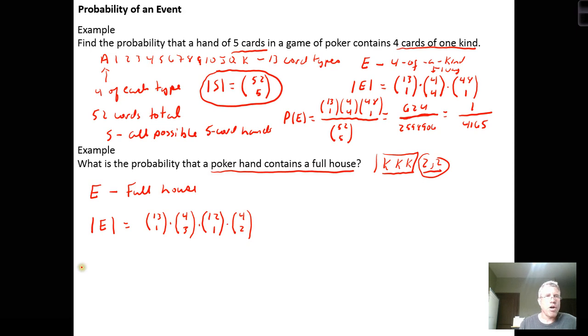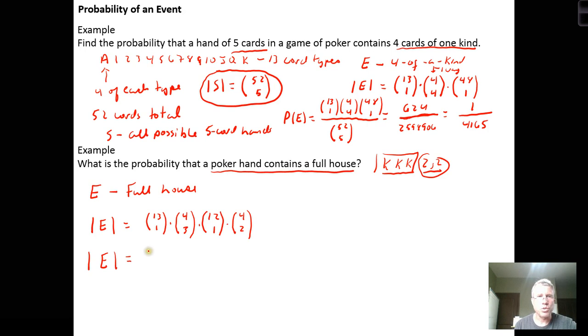I could also calculate this using permutations. And the idea would be, if I'm going to choose 2 cards, and then I will choose 3, I would choose 3 of the first card I select and 2 of the second type of card I select, then order would matter. So in other words, if I chose king then ace, I would have 3 kings and 2 aces. If I chose ace then king, I would have 3 aces and 2 kings.